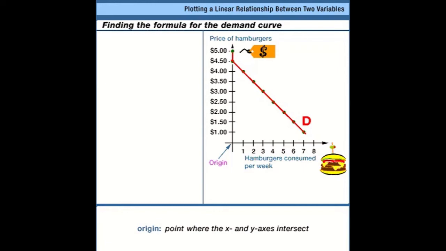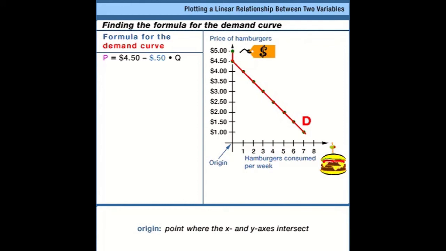That is, for every additional hamburger that we want Bob to buy in a week, we have to lower the price of a hamburger by 50 cents. This is the relationship between quantity and price for Bob, and that is the formula for this line.